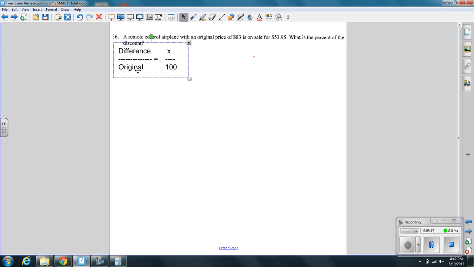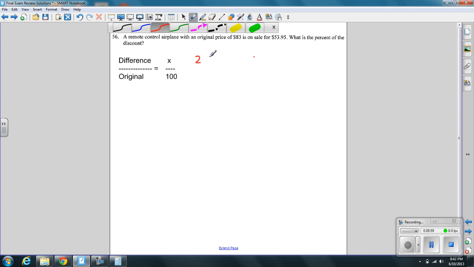And we're going to take the difference between $83 and $53.95. And our difference is $29.05. And we're going to put that over the original, which is $83. So 29.05 over the original, which is $83. And we set this equal to x over 100.